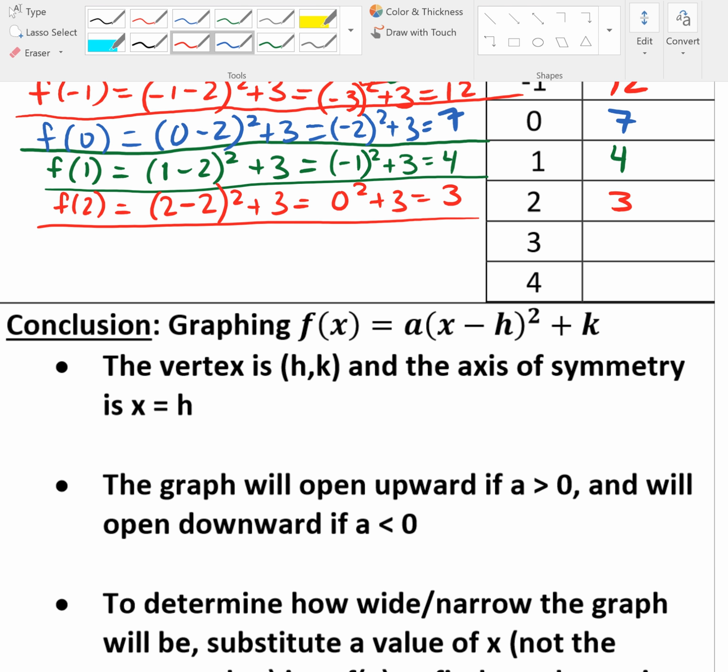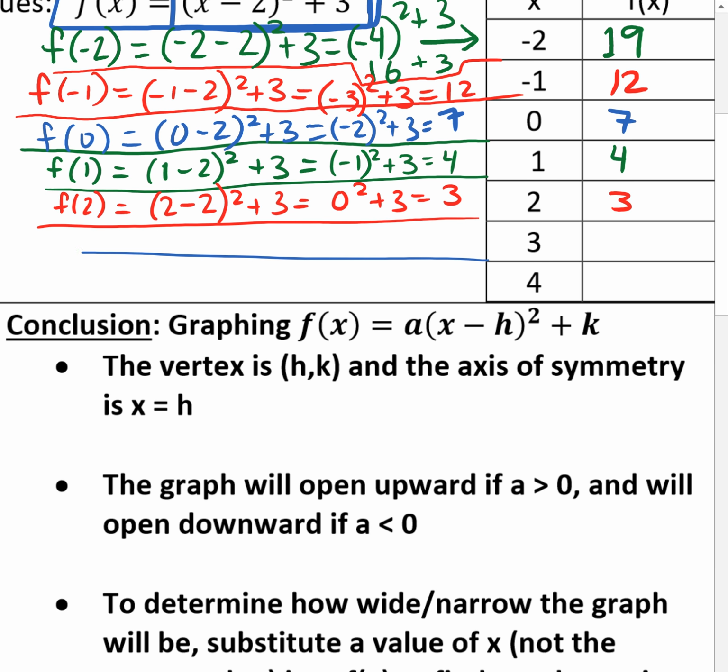And the next guy, we're almost done. I plug a 3 in. F of 3 is replacing the x with 3. 3 minus 2 squared plus 3. 3 minus 2 is 1. 1 squared is 1. And 1 plus 3 is 4.